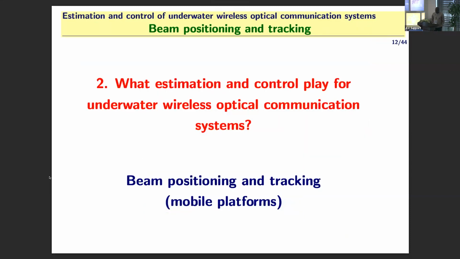Now, let me start with the second part, which is what estimation and control play for underwater optical wireless communication. We focus first on the control part for the beam positioning and tracking for a mobile platform. As I mentioned, the mobile platform makes it more challenging.